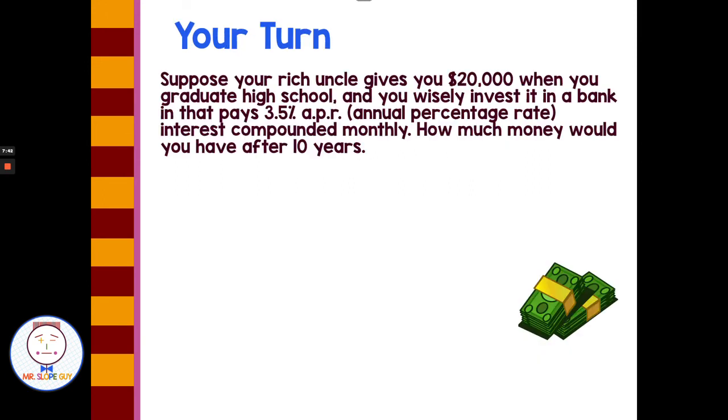All right, suppose your rich uncle gives you $20,000 when you graduate high school, and you wisely invest it in a bank that pays 3.5 APR, annual percentage rate, interest compounded monthly. How much money would you have after 10 years? All right, pause the video here, and we'll come back and see how you did. Try this one out.